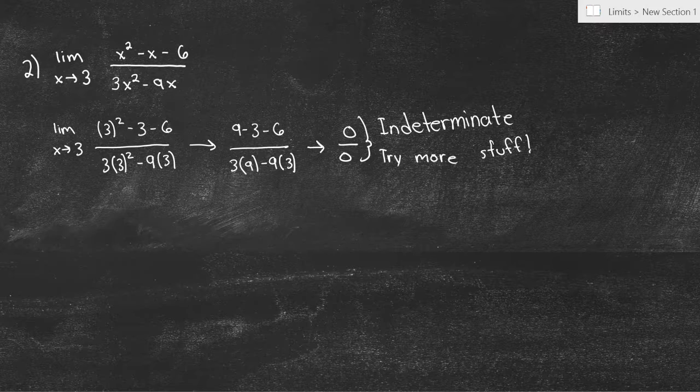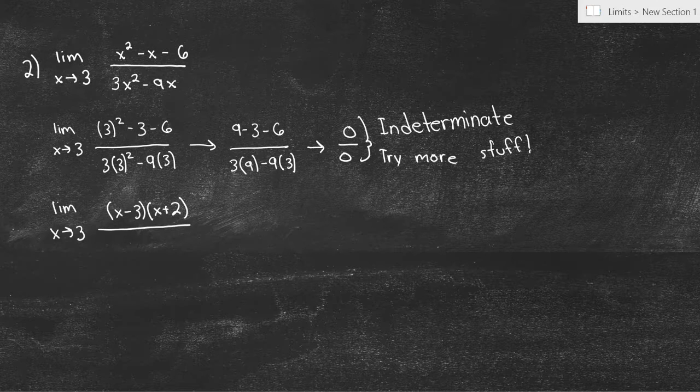Then step 2, we said, was factor. So let's try to factor this. It looks pretty factorable to me, so that's good. So I'm going to rewrite it in hopefully factored form. So let's factor the top. It's going to be x minus 3 multiplied by x plus 2.